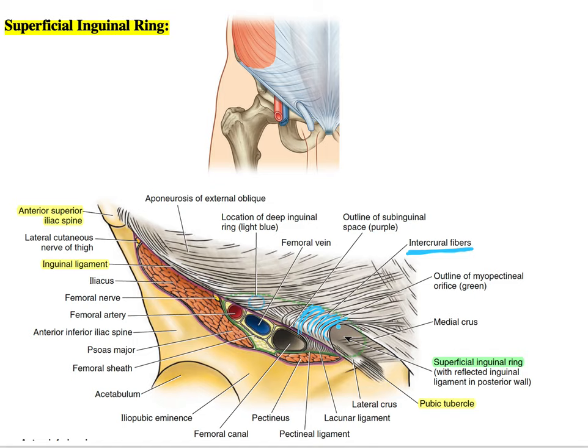What's the function of it? It is just to prevent this ring from widening, tightening it and preventing it from widening like that. Okay.